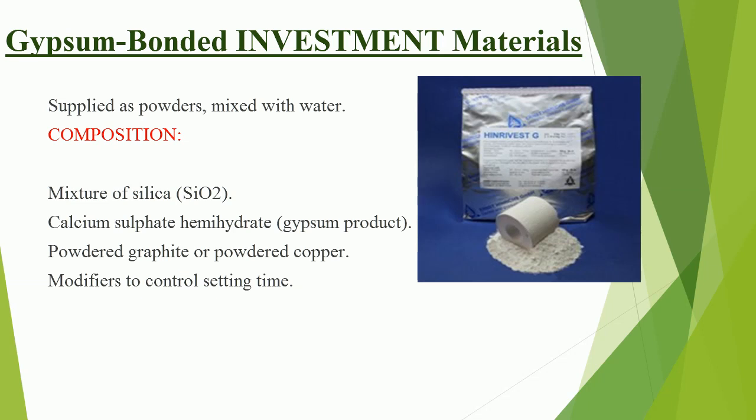This could be type 4 or type 5, which is a high strength, high expansion, and low strength, high expansion investment material. Then it has silica, which as we mentioned is the refractory material. Calcium sulfate hemihydrate or gypsum is the binder. And then we have modifiers to control the setting time and powdered graphite or powdered copper. So this is the composition of gypsum bonded investment material.